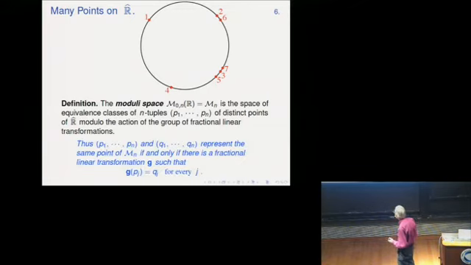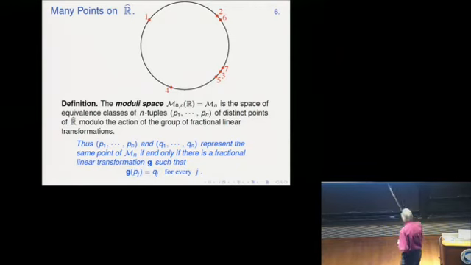In other words, this list of labeled points and this list of numbered points represent the same point if and only if there's a fractional linear transformation which takes each pj to the corresponding qj. Now the points are all distinct, right? So far, they're all distinct.